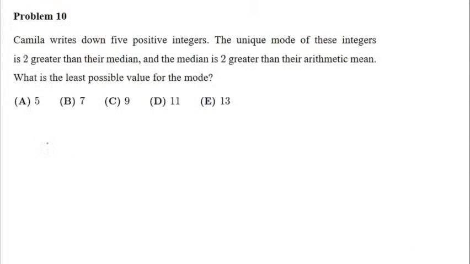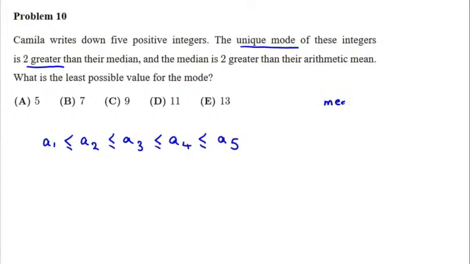Okay, let's consider the numbers are a1, a2, a3, a4, a5 without loss of generality. Suppose they're all in this order. Now, let's read the assumptions. The unique mode. Okay, so we have a unique mode. Of these integers is 2 greater than their median. Median is what here? It's a3 by definition. We have an odd number of numbers, so it is the midpoint, a3. So the mode is 2 greater than the median. So it will be a3 plus 2.